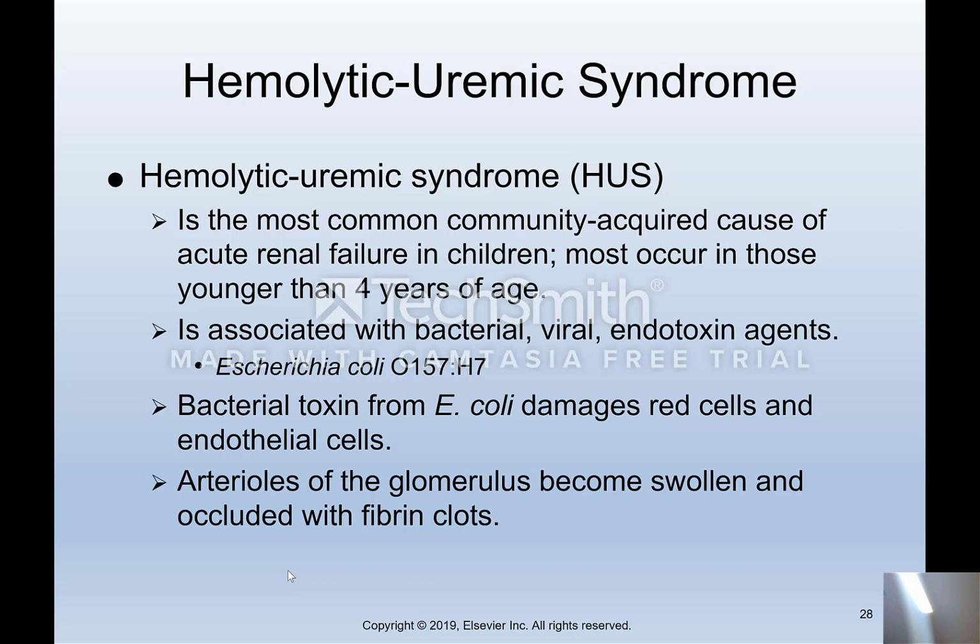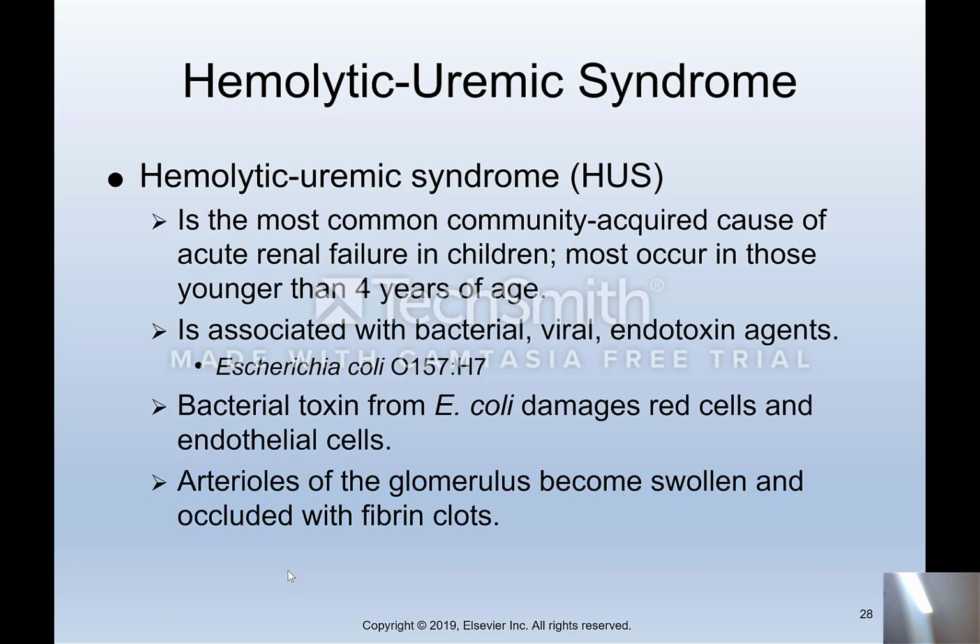Hemolytic uremic syndrome, HUS, is the most common community-acquired cause of acute renal failure in children. It most often occurs in those younger than 4 years old. It is associated with bacterial, viral, and endotoxin agents such as E. coli O157. The bacterial toxins of E. coli damage red cells and endothelial cells.